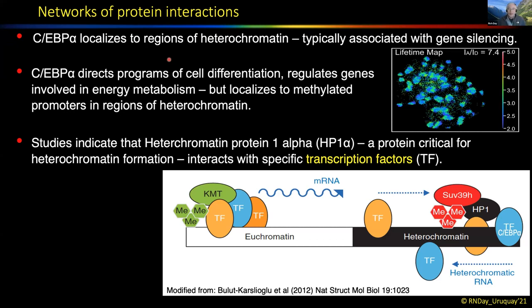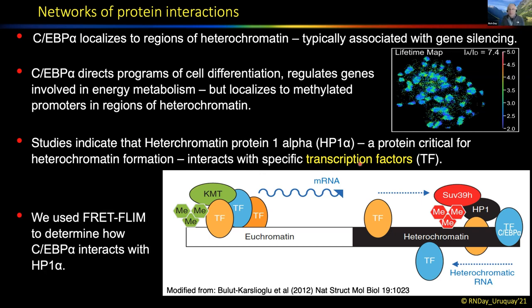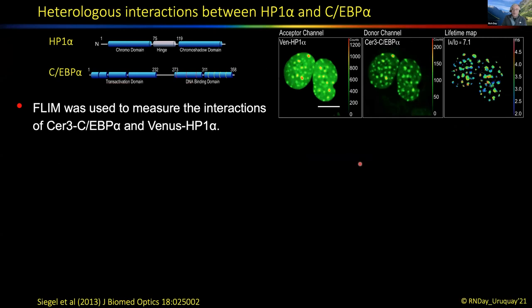bound there? And so there were a number of studies that indicated heterochromatin protein 1 alpha, HP1 alpha, which is a protein involved in forming heterochromatin, also was capable of interacting with specific transcription factors. And so we decided to use FRET-FLIM to determine whether CEBP alpha was interacting with HP1 alpha in these regions of heterochromatin.